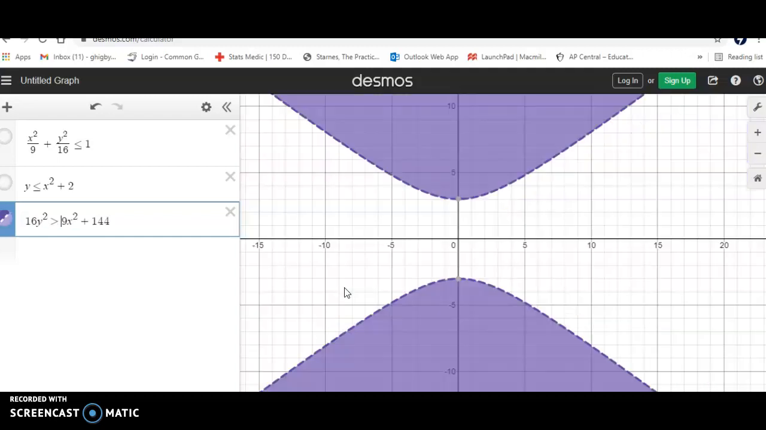And by the way, this is not really the easiest stuff, so if you have questions, please, please, please write them down and ask me. And notice if I change that greater than to an equal to, all it does is change it to a solid. But we want the dashed in this problem.